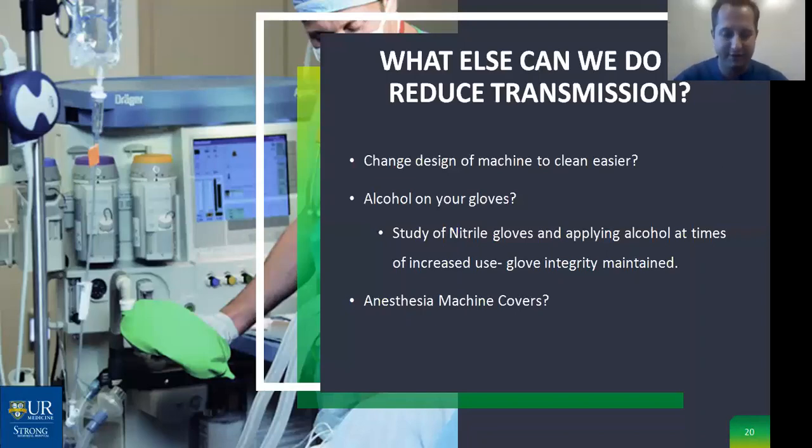And what they found, interestingly, is that there was no difference in the integrity of the glove. The gloves perform the same way. They function just as well as far as holding water for just as long, kind of breaking down that myth of the alcohol eating away at your gloves.